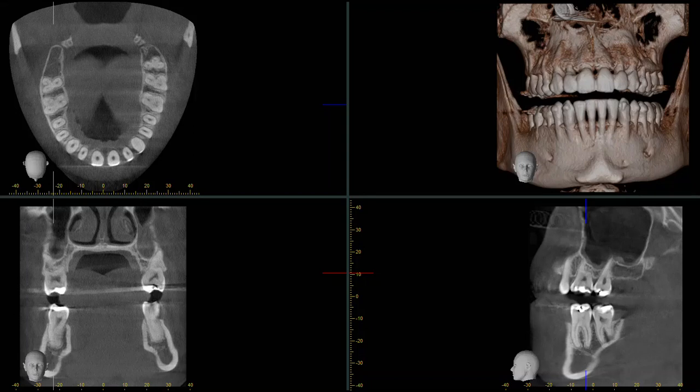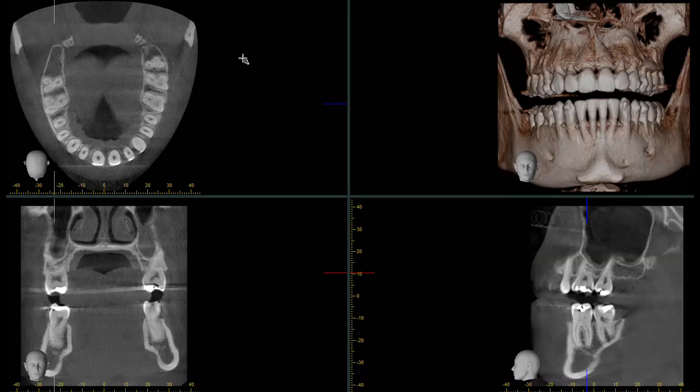All CBCT machines will display 3 different views, also known as planes or slices, as well as a 3D skeletal reconstruction. Each view shows a completely different perspective of the same area. The 3 planes are the axial, the coronal, and the sagittal. The axial slice is a view from the top to the bottom, or the bottom to the top.